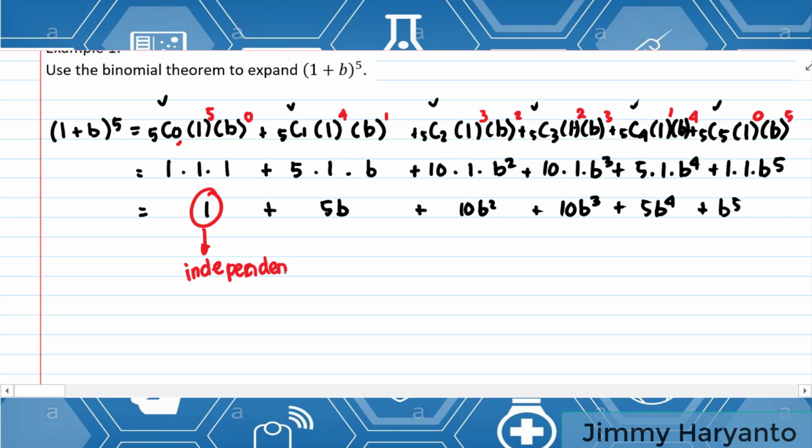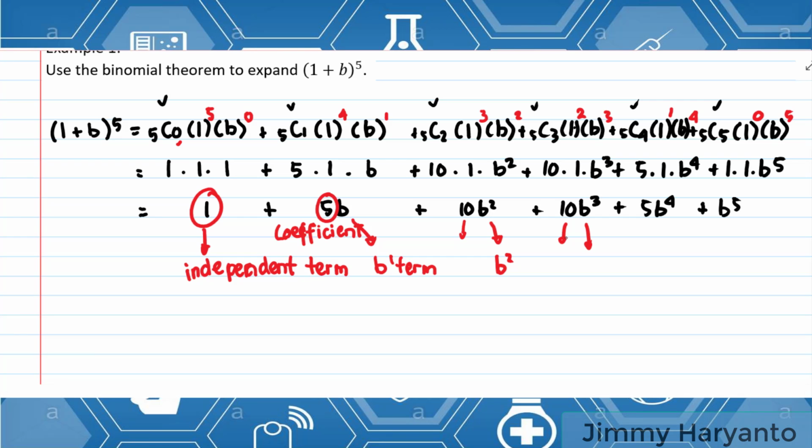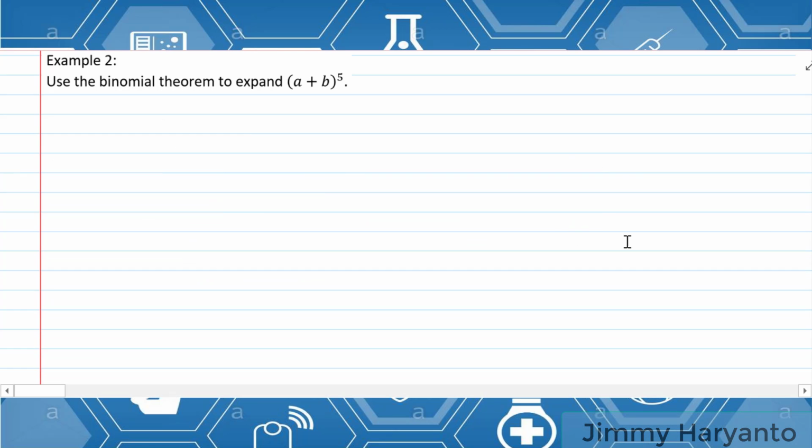This one is called the independent term. This one is called the b to the power of 1 term. This one is called the b to the power of 2 term, b to the power of 3, and so on. This one is called the coefficient of b. This one is called the coefficient of b squared. This one is the coefficient of b cubed, and so on. Okay, that is the simplest question of the binomial theorem.